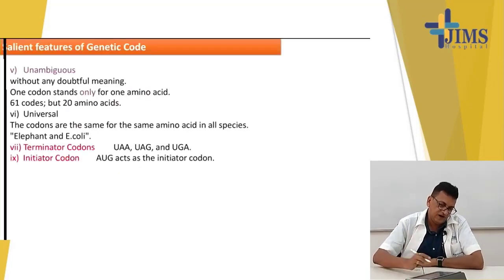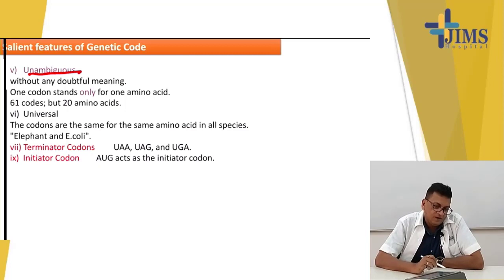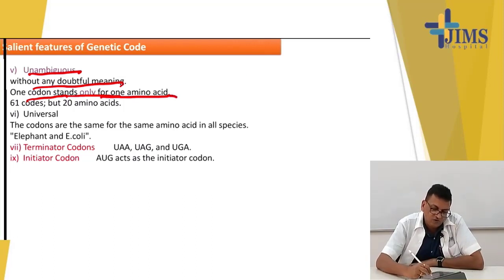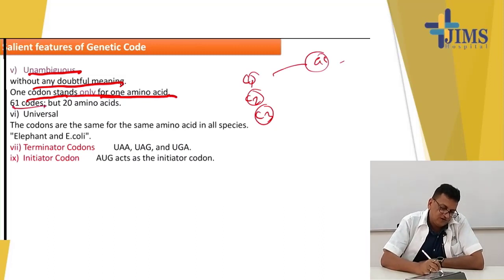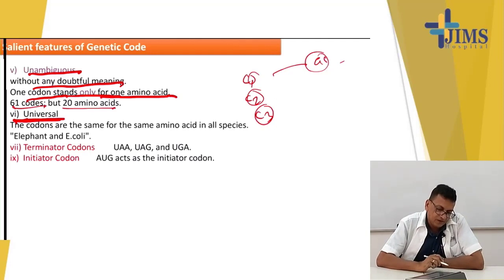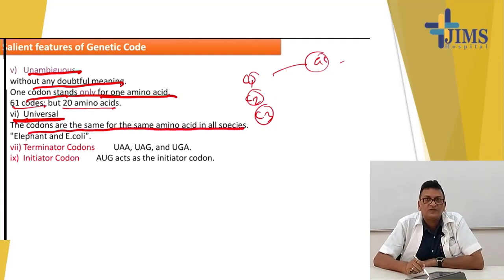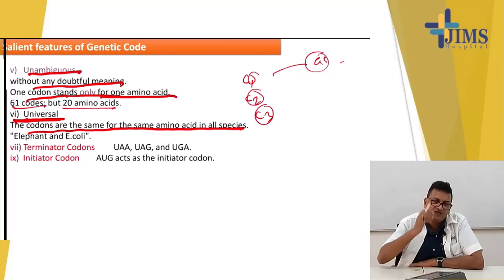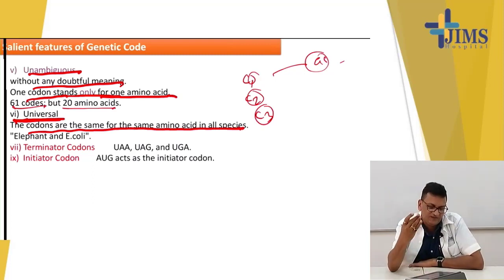Now the second feature, unambiguous. Without any doubtful meaning, only one codon stands for only one amino acid. That's what I told. That means C1, C2, C3, these are different codons, they will code for one amino acid. 61 codons will code for 21 amino acids. Okay? The last is universal. Universal means the codons are the same for all species on earth. It is not that the sequence of codons will alter with different species.